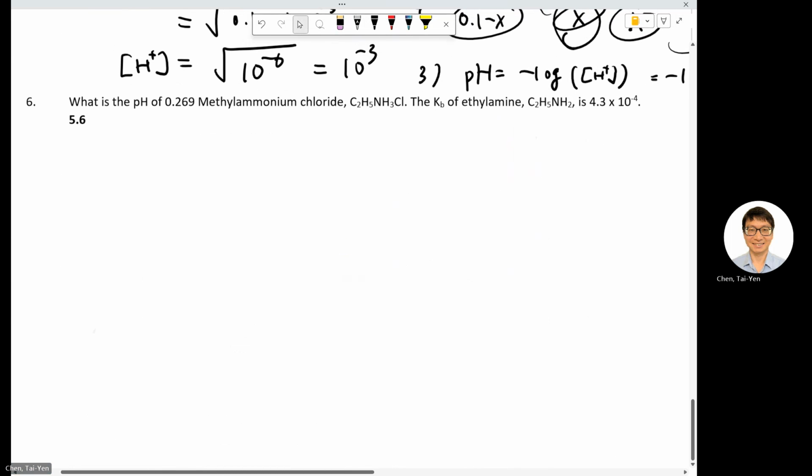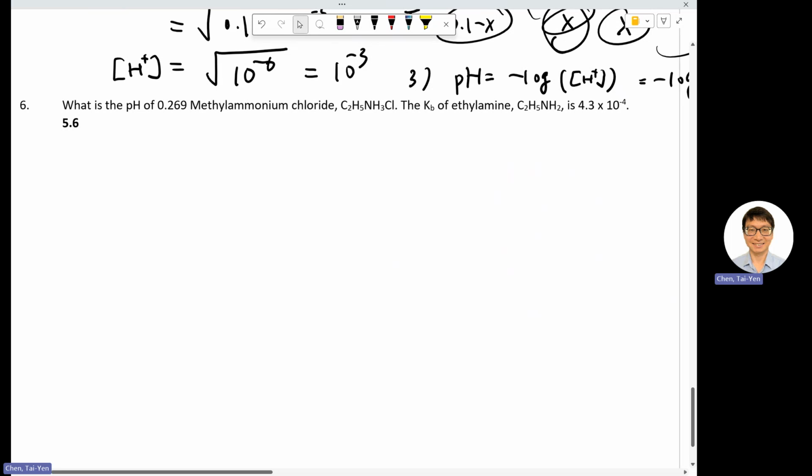One more. This is the trickier one, and will be the very last one we discuss today. Okay, what is the pH of 0.269 M methyl ammonium chloride? The Kb of ethylamine is a certain value.